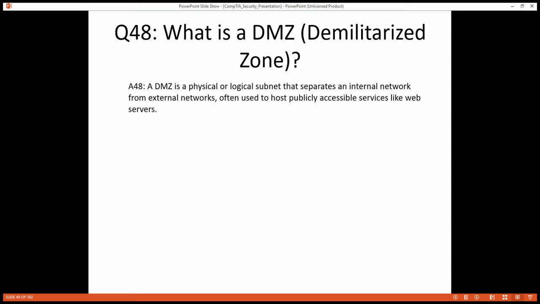Q48. What is a DMZ, demilitarized zone? A48. A DMZ is a physical or logical subnet that separates an internal network from external networks, often used to host publicly accessible services like web servers.